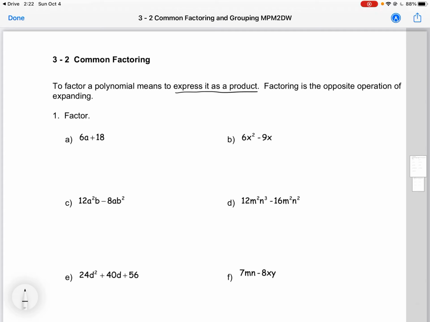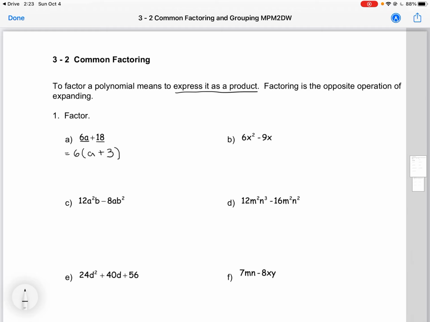In my first example here, I'm going to look at my first term. I notice I have a 6 and an a, and I notice that my second term is only 18. In common between those two is 6. So what I'm going to do is pull a 6 out in front, and then divide my remaining terms by 6. So 6a divided by 6 just leaves me with a, and 18 divided by 6 leaves me with 3.